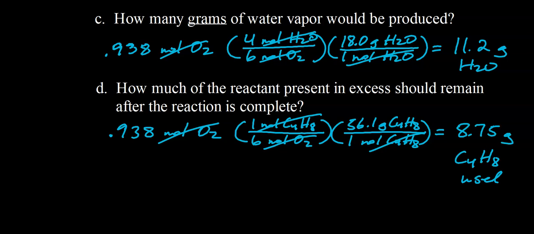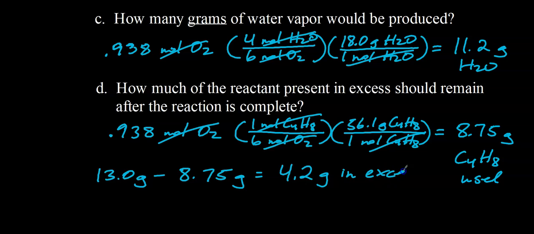According to our calculations, if you have 30 grams of oxygen, you will need 8.75 grams of butene to react with it. Again, don't stop here. This is not the answer. The question asks for how much remains after the reaction. We started off with 13 grams of butene, and notice that not all of the excess reactant reacts. Only some of it reacts, 8.75 grams, and we want to find out how much does not react. So we end up with 4.2 grams of butene in excess, or left over after the reaction.